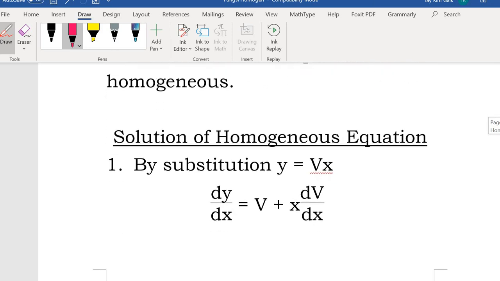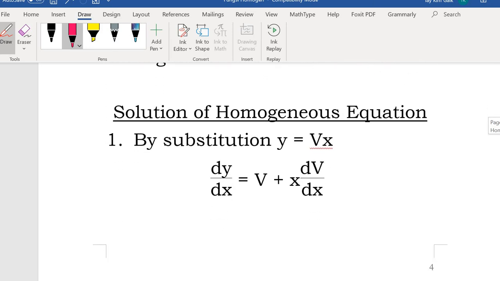Okay, so after you determine that a differential equation is not separable, then you can try to study whether it's a homogeneous equation or not. If yes, then you can try to solve it using the technique of homogeneous equations. So how to solve the homogeneous equation? First step, you use a substitution y equal to vx, where v is actually a function of x.